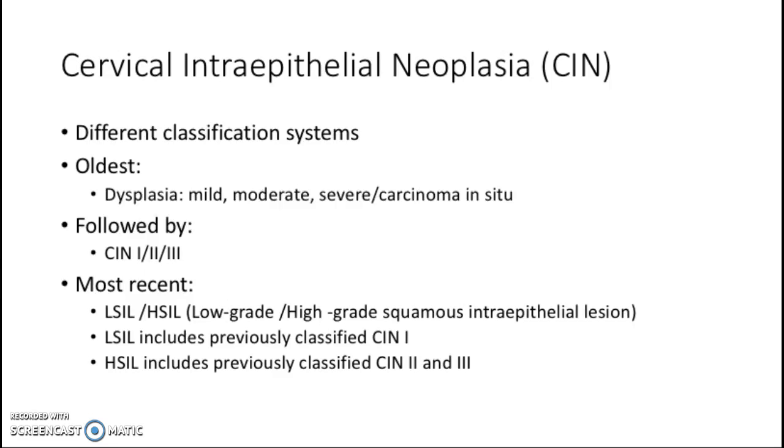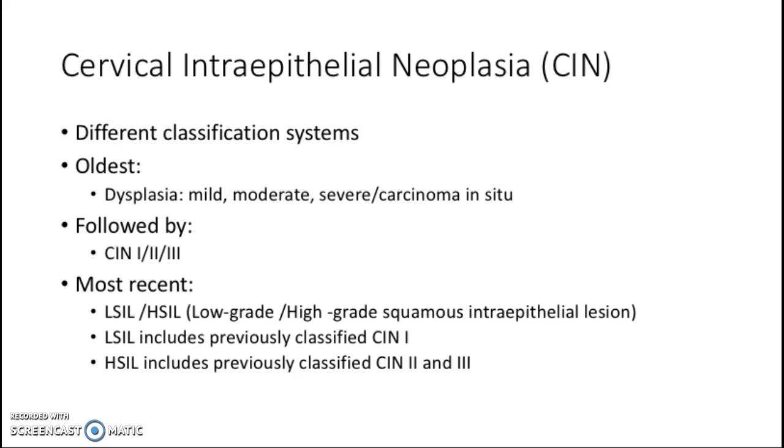Hi, this is the second part of the lecture about the female reproductive system, and I will talk about the cervix, especially concentrating on cervical intraepithelial neoplasia or CIN, and also cervical carcinoma. So cervical intraepithelial neoplasia has undergone different classification systems. The oldest is dysplasia, which is mild, moderate, severe, or carcinoma in situ. And this classification is followed by CIN 1, 2, and 3.